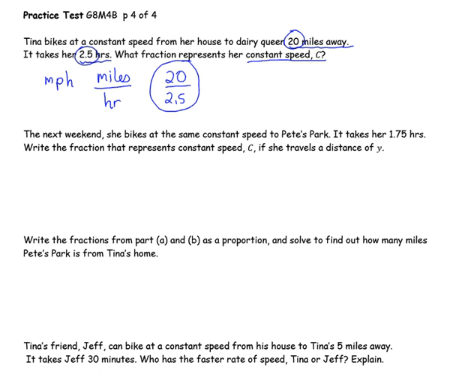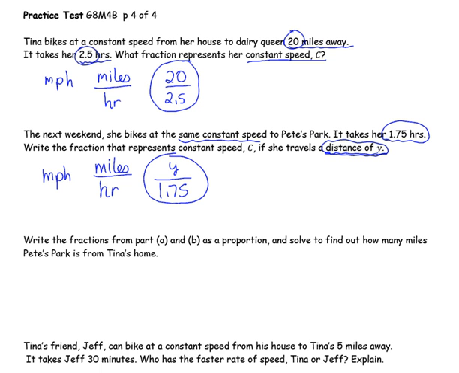The next weekend, she bikes at the same constant speed. It takes her 1.75 hours. Write the fraction that represents the constant speed, c, if she travels a distance of y. So again, we're going to use miles per hour. Write that as a fraction, miles per hour. Now substitute the values. The hours is 1.75, and the number of miles is unknown, but we are told to use a variable of y. And so this is the fraction that represents the same constant speed.